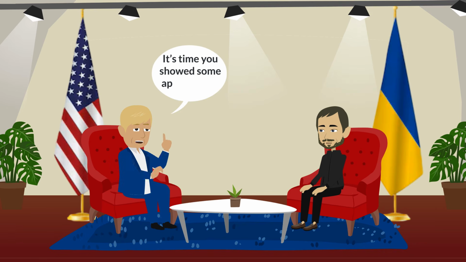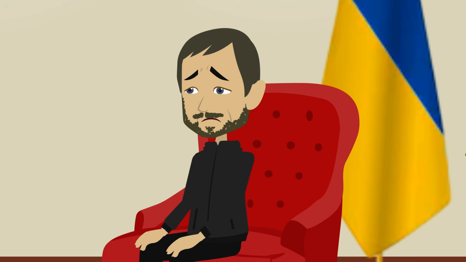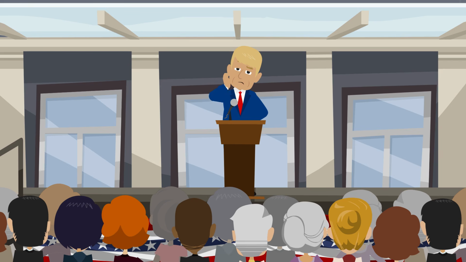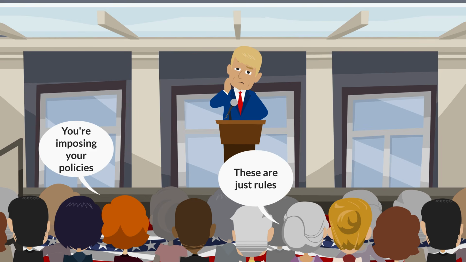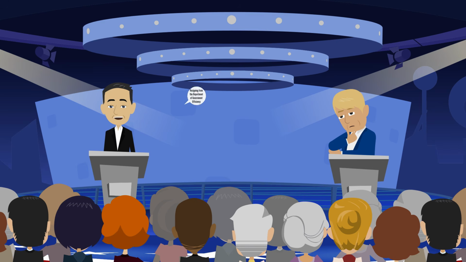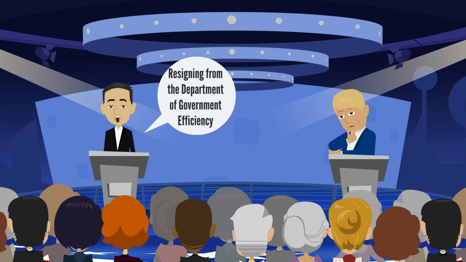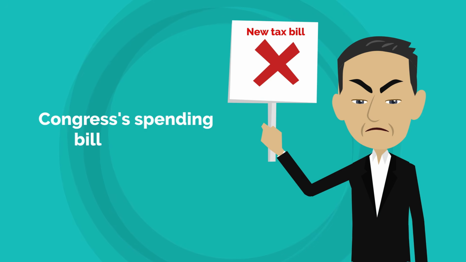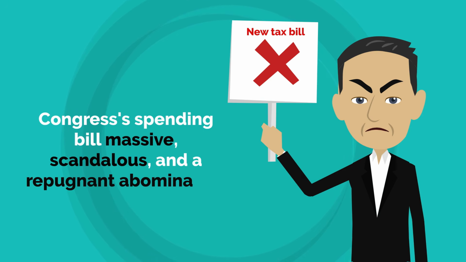Trump exploited Ukraine's vulnerable situation to pressure Zelensky and obtain economic benefits for the United States, which generated global criticism, with the prevailing opinion being that they were only trying to impose their policies, rules, and democracy on their terms. He has clashed with Elon Musk after Musk resigned from the Department of Government Efficiency, opposing the new tax bill and calling Congress's spending bill massive, scandalous, and a repugnant abomination.